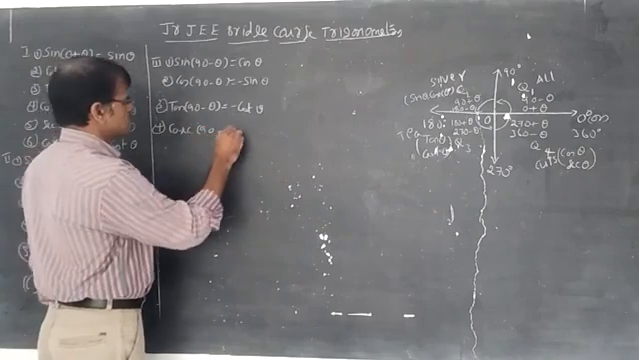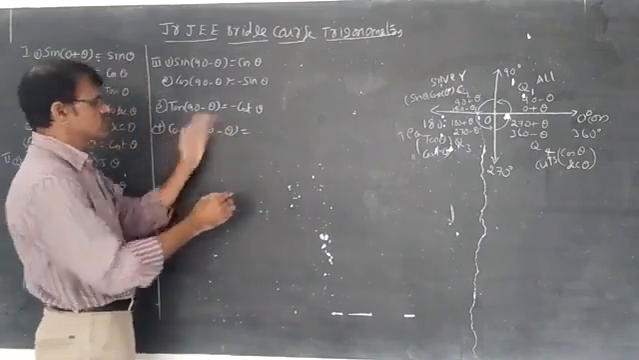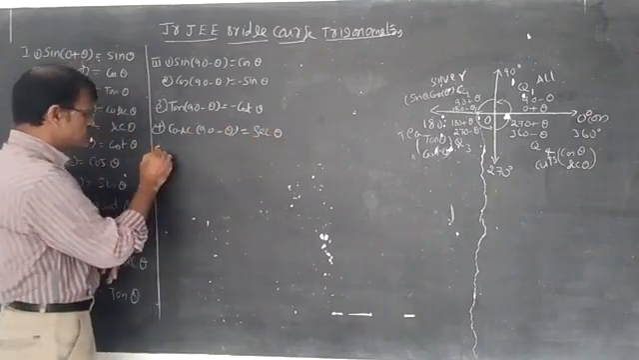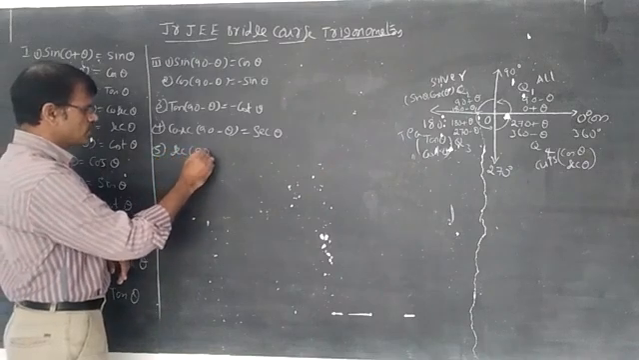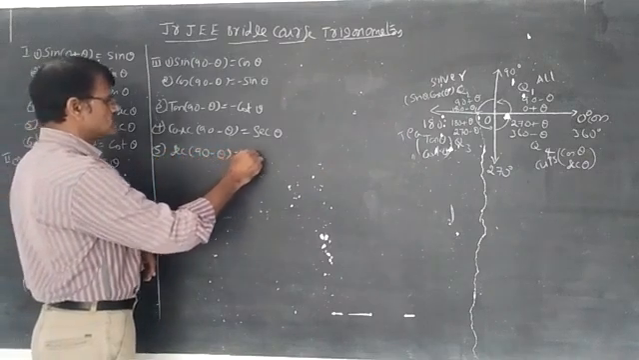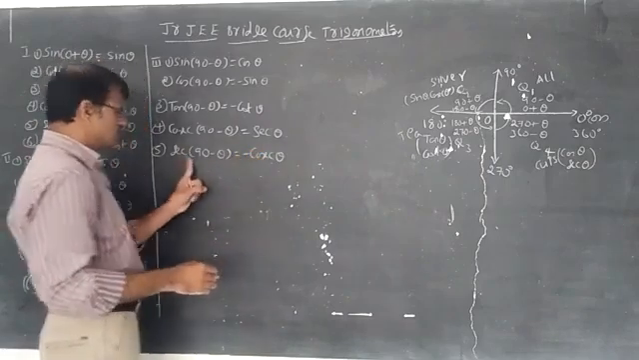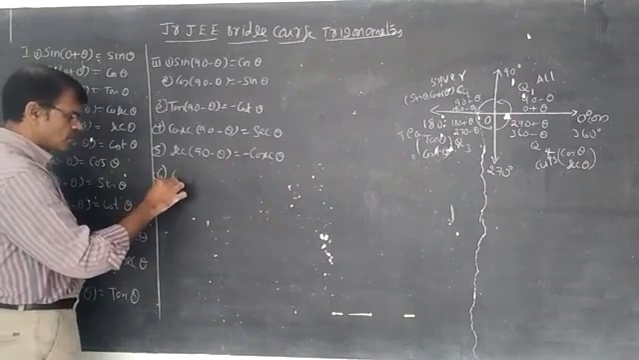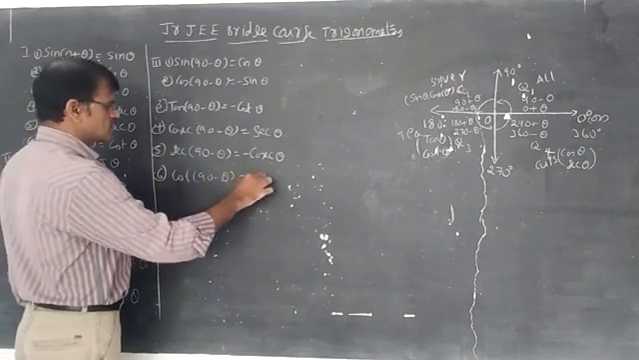Fourth one, cosecant of 90 minus theta. Students, sine and cosecant are positive, so the value whatever you are getting becomes positive. Now fifth one: secant of 90 minus theta becomes minus cosecant theta. Don't get confused here, it depends upon this value only. Next one, cot of 90 minus theta becomes minus tan theta.